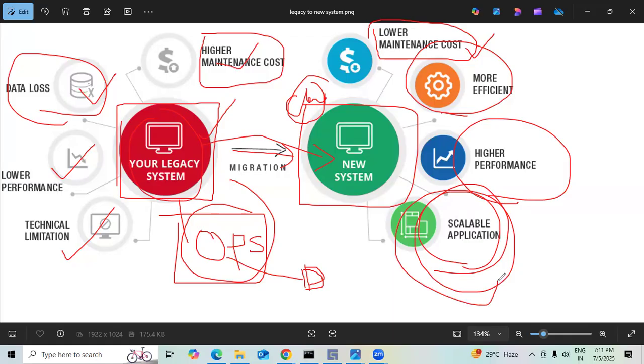So these were the different things that we need to know, right? When we are talking about the migration from legacy systems to the new system, this is something that we have to do. In this migration process, we have to perform the move from legacy systems to the new system. This is generally what the migration process is all about.